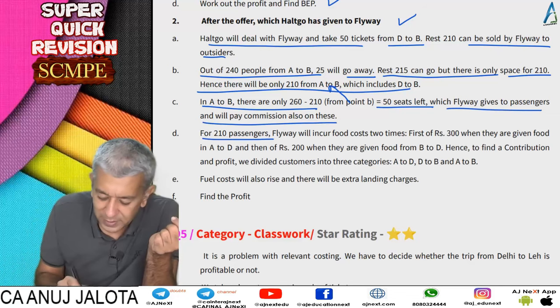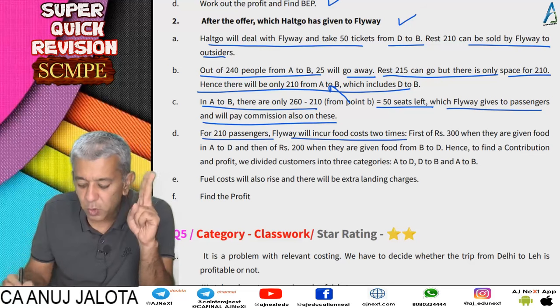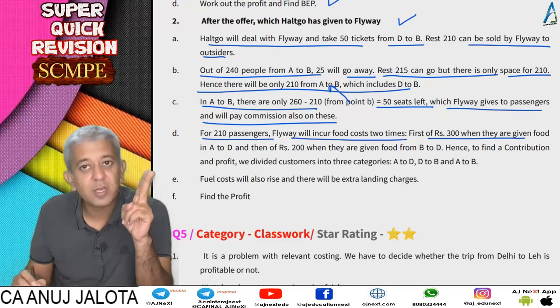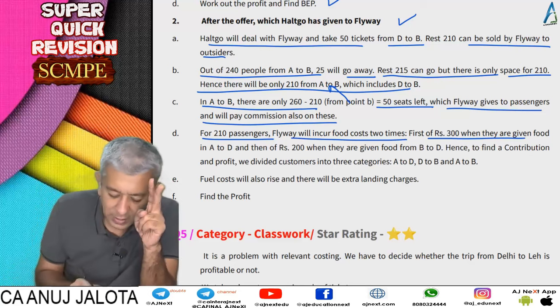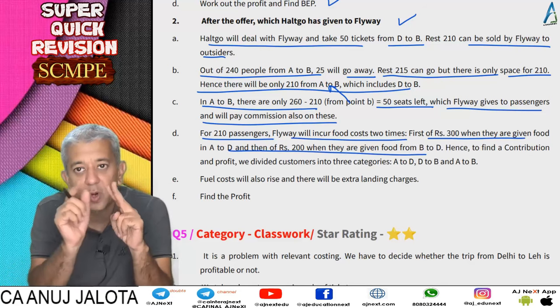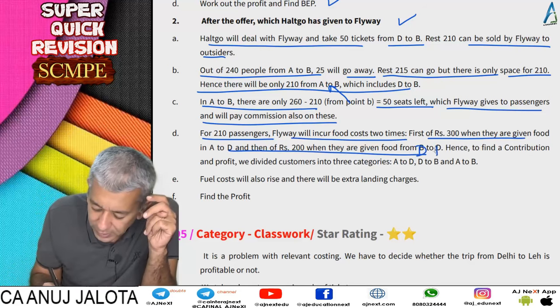For 210 passengers, Flyaway will incur food cost two times. First of rupees 300 when they are going from A to D, and then of rupees 200 when they are going from D to B.